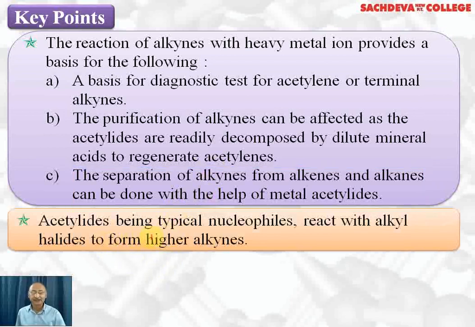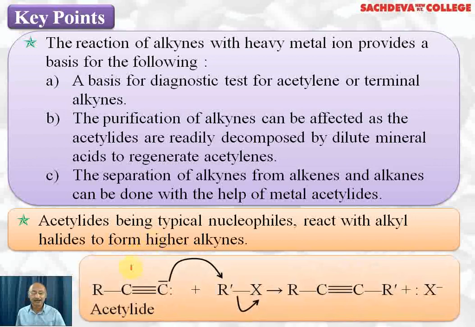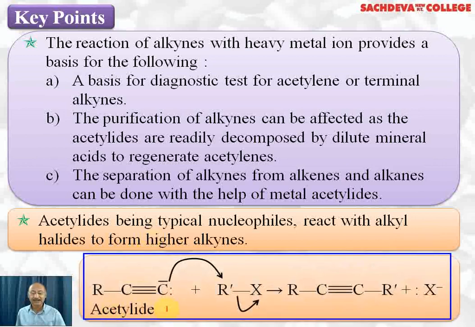Acetylides, being typical nucleophiles, react with alkyl halides to form higher alkynes. This is the acetylide ion, which is generated from terminal alkynes. It reacts with the alkyl halide, X- will be removed, heterolytic fission will take place, and this R' positive will combine with the negative ion to form an alkyne, that is, a higher alkyne.